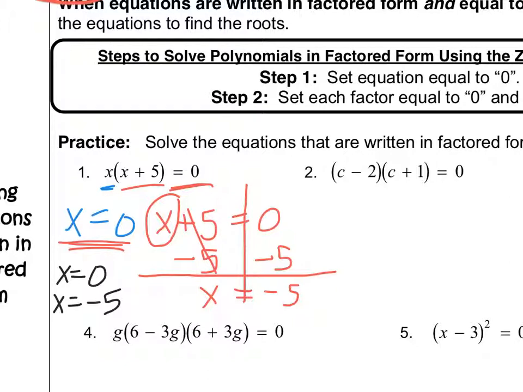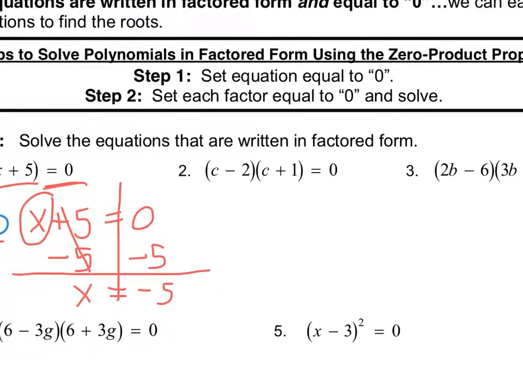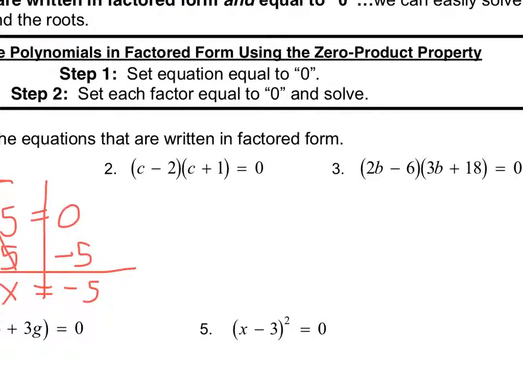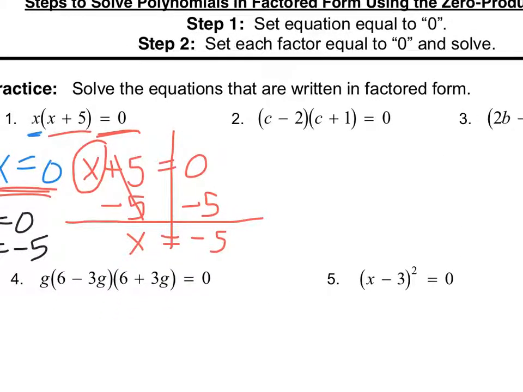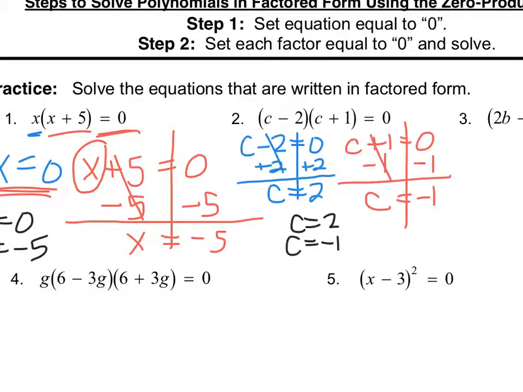Okay, let's do another one. Let's have you do number 2. So pause the video, and I want you to set each of the factors for number 2 equal to 0, and see if you can get the correct answer. Then start the video back up. Okay, make sure you got c equals 2 and c equals negative 1 for number 2.